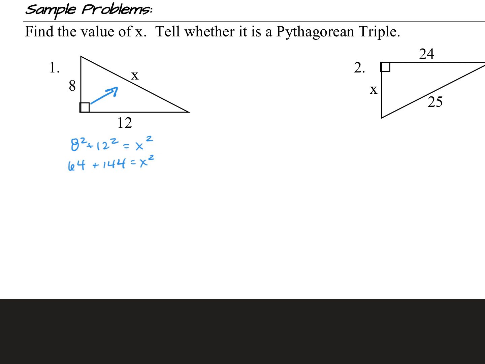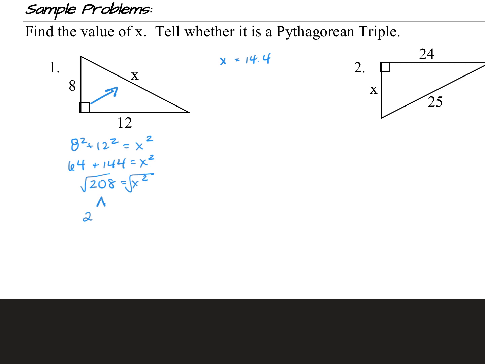That gives us 64 plus 144 equals x squared. We're going to add those two numbers together. We get 208 equals x squared. And then you're going to square root it. So when I take the square root of the 208, we are going to get 14.4. So again, now we have a decimal, so we're going to try to simplify this radical. So I know that that is an even number, so it's divisible by 2.